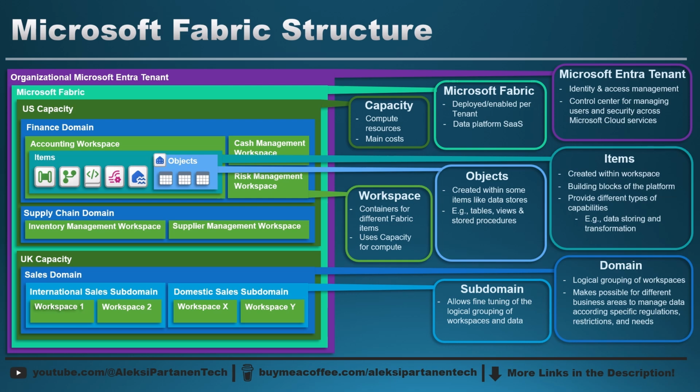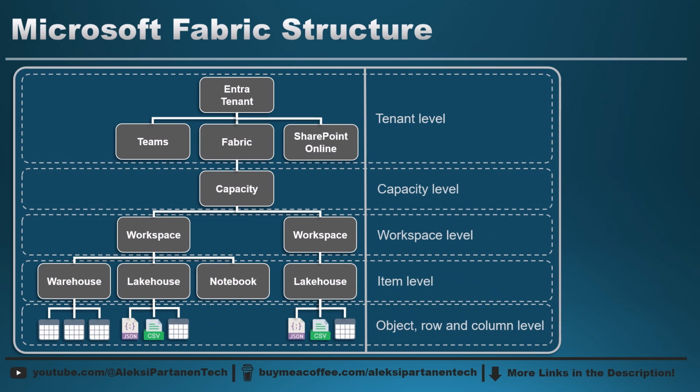And here on the next slide, we can see the structure of Microsoft Fabric represented in a slightly different way. I have intentionally removed domains and subdomains from this picture to keep it focused and clear, and we will come back to those later in this episode. You can also see that Fabric is just one of the services that organizations typically have. In many environments, services like Microsoft Teams and SharePoint are also part of the setup. All of these services are part of the same Microsoft Entra tenant, which handles identity and access management for the entire organization.